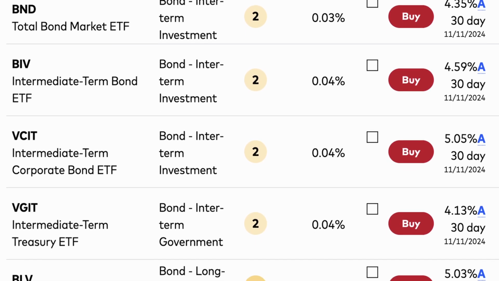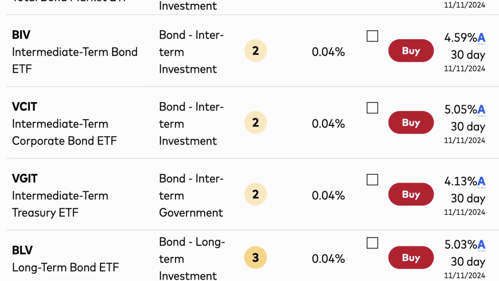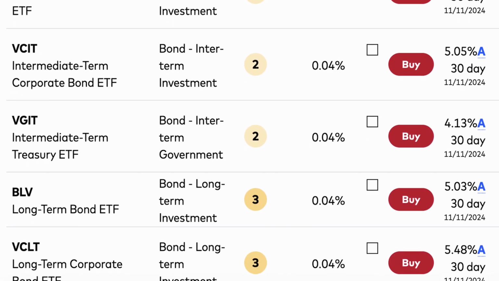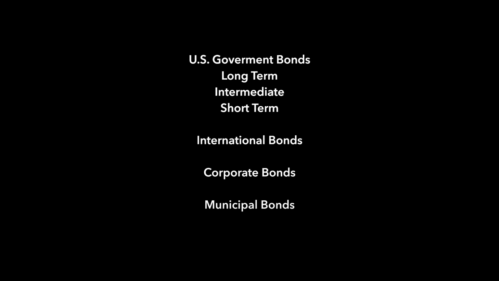The way I'm going to do that is by looking at bond funds. And in particular, I'm going to be looking at a few of Vanguard's ETFs. And so I'm going to be talking about different types of bond funds, including US government bonds, and I'll go into long-term bonds, intermediate bonds, and short-term bonds. I'm going to be talking about international bond funds, corporate bond funds, and municipal bond funds.